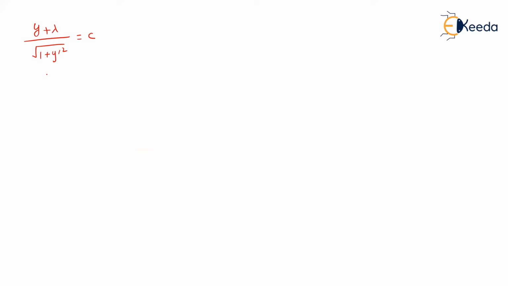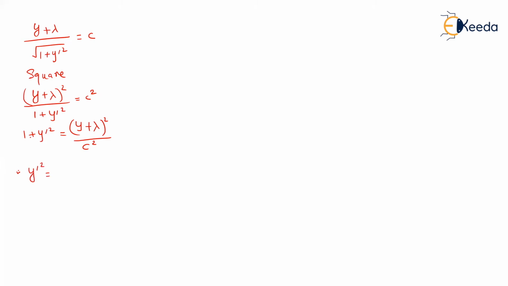I want y dash on the left hand side. So let's take the square to adjust. In the numerator it will be y plus lambda square upon, in the denominator the square root will be gone, 1 plus y dash square. Cross multiply. So that will go up and c square will go down. So that is y plus lambda the whole square upon c square. Therefore y dash square will be, this one will go to the right hand side.